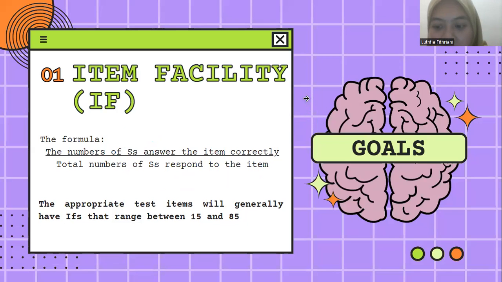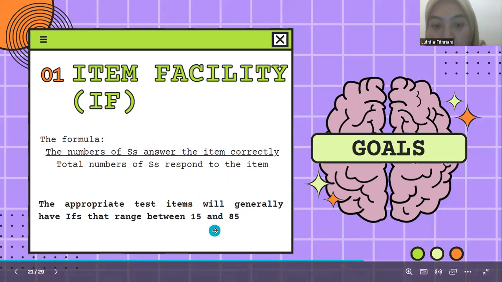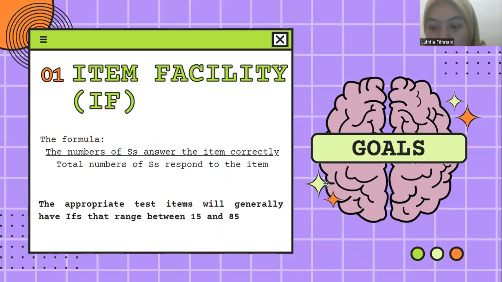An appropriate test item will generally have an item facility that ranges between 15 and 85. If the number of students responding to the item is 20, and the students who respond correctly is 3, the item facility index is 15, which means that the item is too difficult for the students.